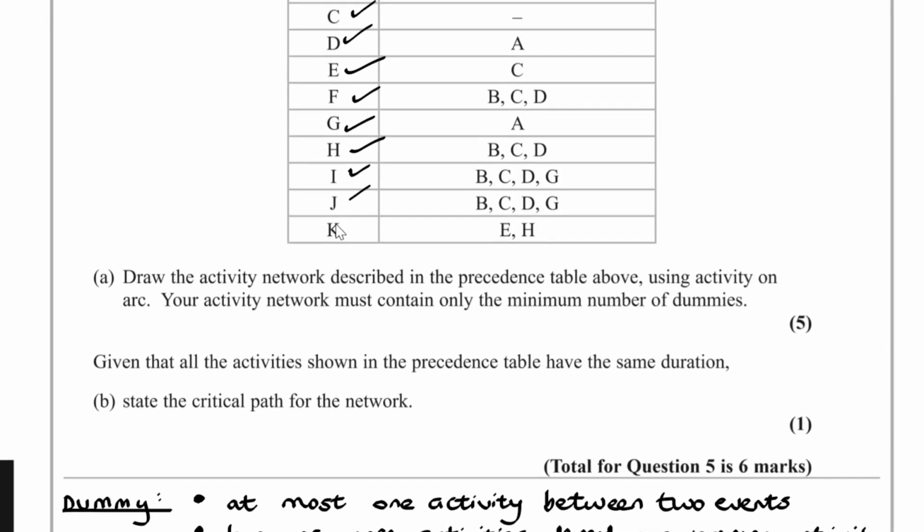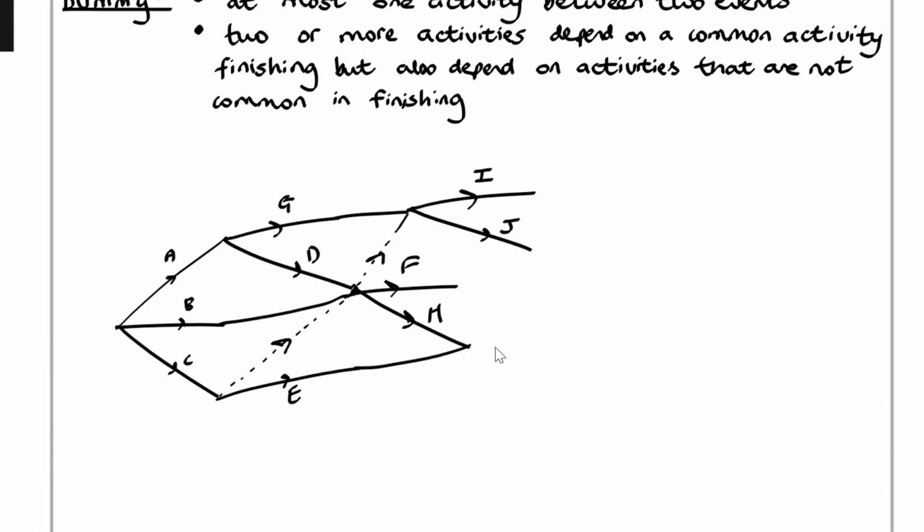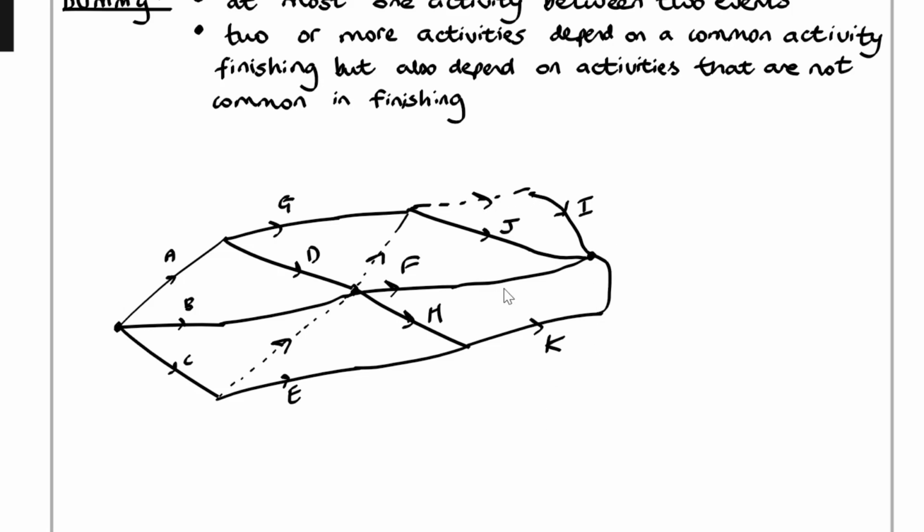Like so. And then we've got K which depends on E and H. So E and H finishing, then we've got K coming out like so. And then if you put a sink, you've obviously got K going to the sink, you've got F going to the sink, and we can't have this situation going on, so of course we'll need a dummy. So if we have I over here, then we can convert this thing over here to a dummy like so. So if I show that, we've got a dummy here, and that's our completed diagram.